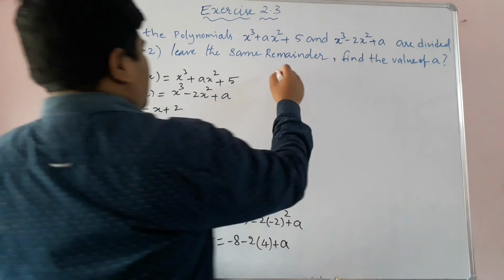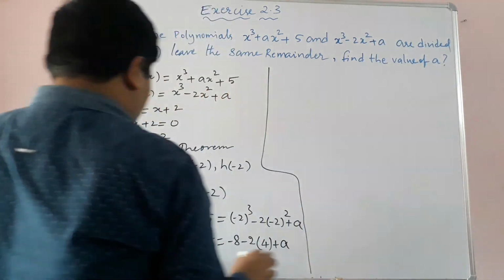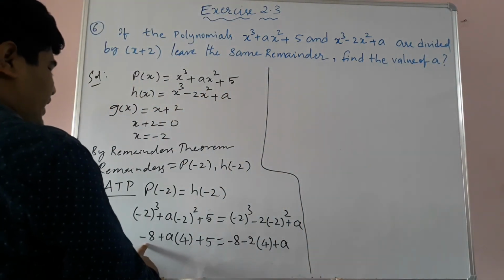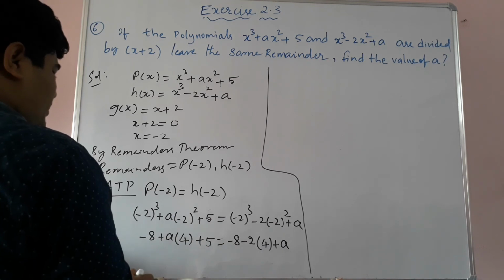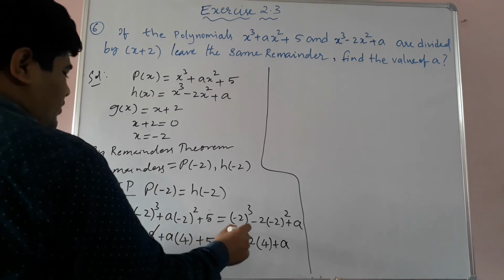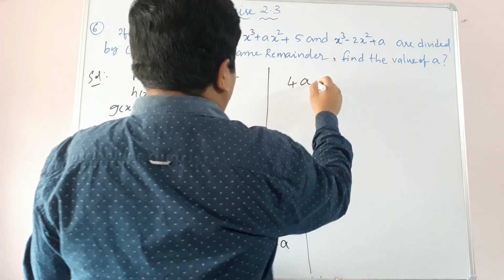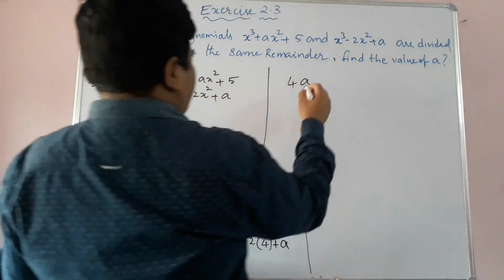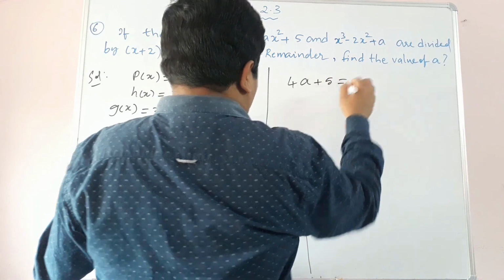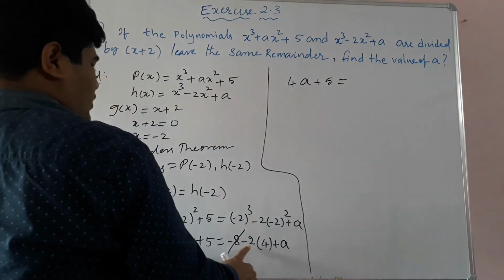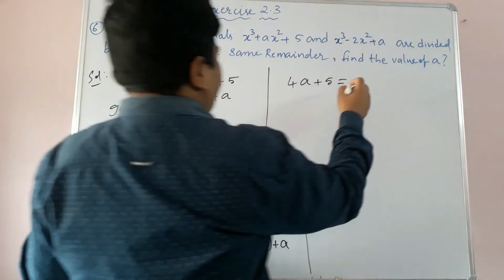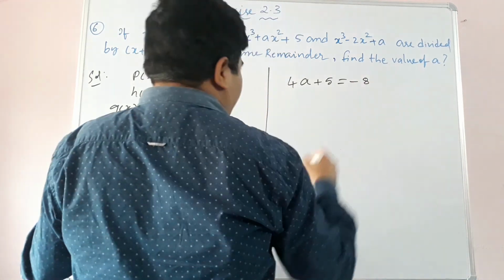Okay, now children, both sides negative 8 is there. Actually you can cancel it, children. So same thing, same symbol. Now 4 into a is what? 4a. 4a plus 5 is equal to negative 2 into 4. Minus 2 into 4 is negative 8 plus a.